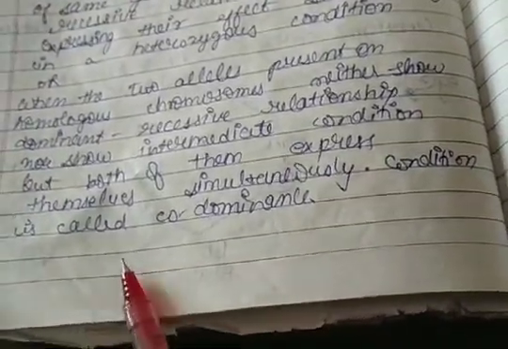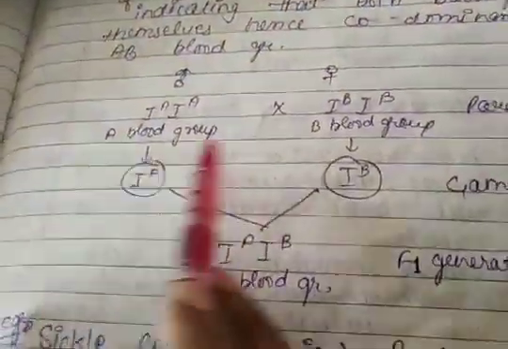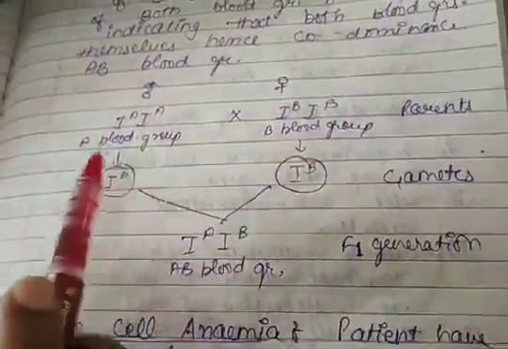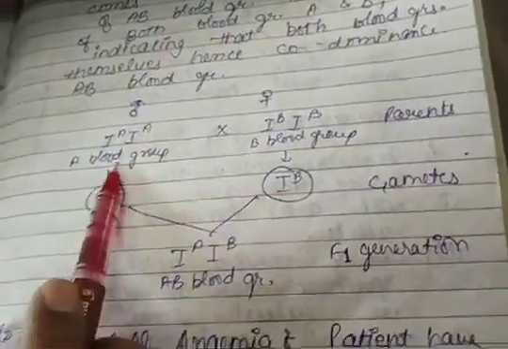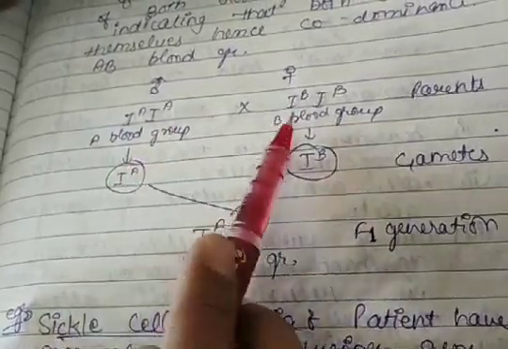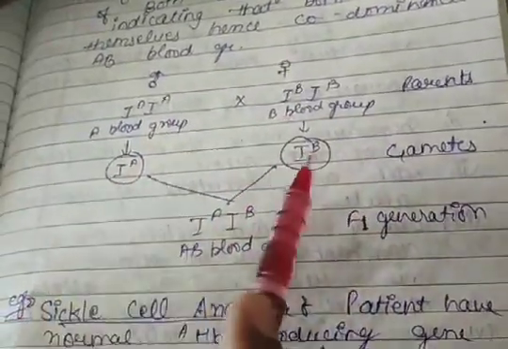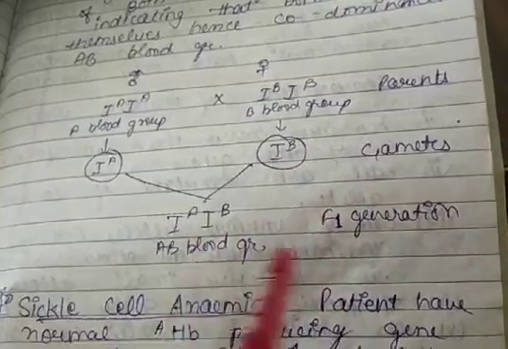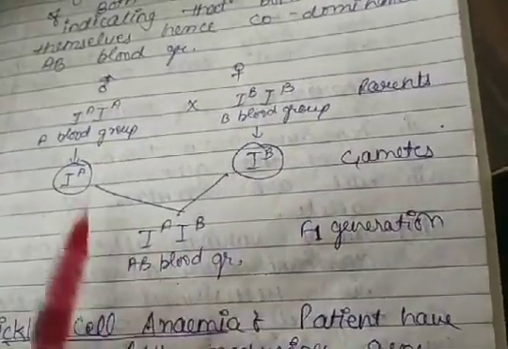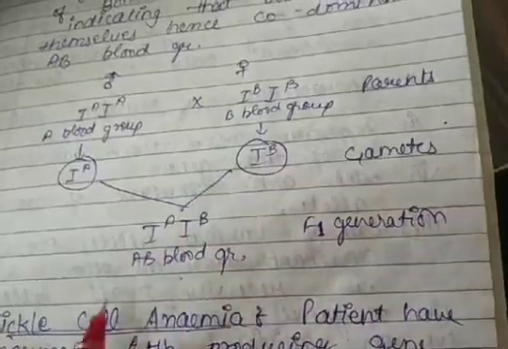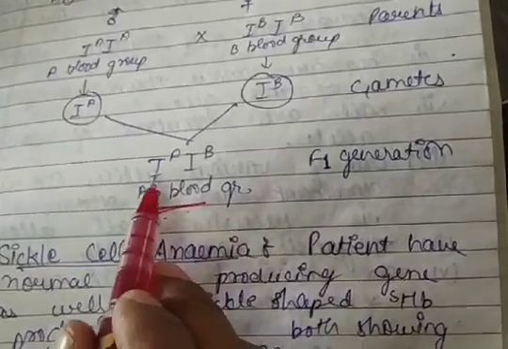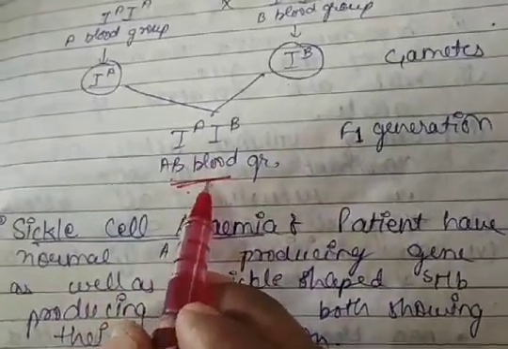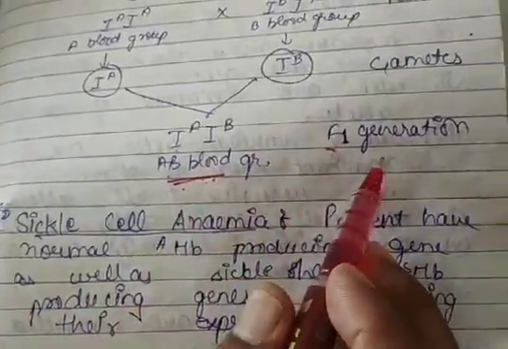It is most common in blood groups in human beings. See, blood group A, when crossed with blood group B, the alleles are IA and IB. This is the B blood group and this one is the A blood group. When a person with blood group A marries a person with blood group B, the gametes produced are IA and IB, and their F1 generation has neither A blood group nor B blood group; rather, the blood group AB is produced. This shows that both alleles A and B have expressed themselves in the F1 generation.